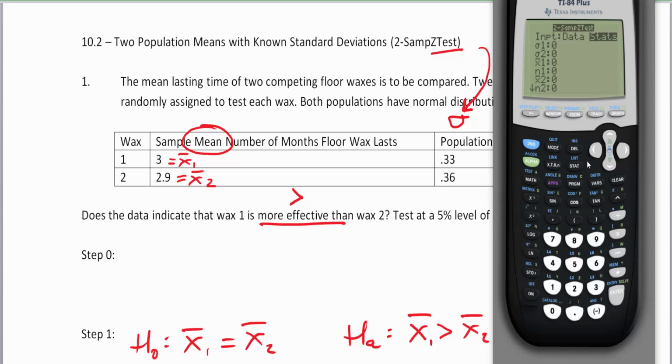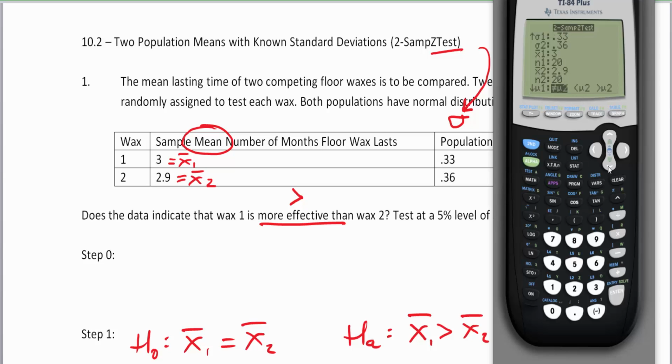So click enter here, and now it asks for the lowercase sigmas first. My thought is possibly because they want you to make sure that you have your population standard deviations, which is why they may want to ask for them first. So here's 0.33, and here's 0.36. The average of group 1 is 3, and the sample size of group 1 is 20. Average of group 2 is 2.9. Seems to be pretty close. And then the sample size is 20.